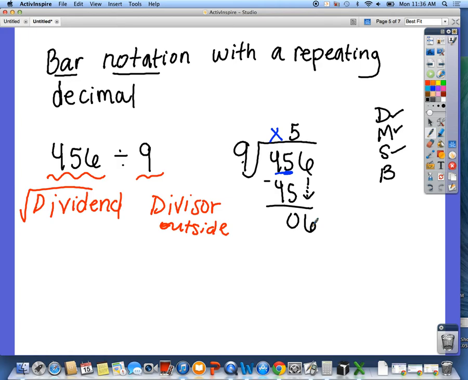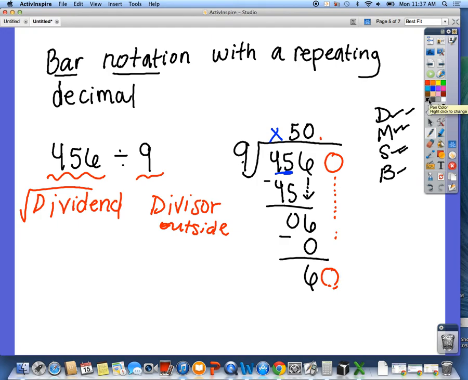Now I'm going to repeat again. 6 divided by 9, well, doesn't go in at all, so it's 0. Remember that. If it doesn't go in, it's 0. 0 times 9 is 0. So I've done my divide, I've done my multiply, I've done my subtract. Get 6. And I get to that point where I don't want to write a remainder. I want to annex a 0, so I add my decimal. I add a 0, and I bring it down.